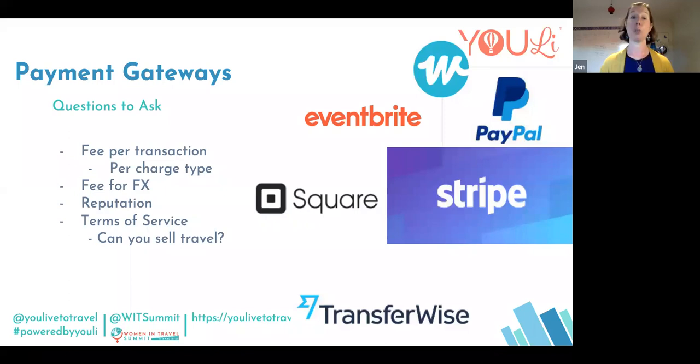And finally, terms of service. Watch out, if you're selling flights, not all of the payment gateways out there will allow you to do that under their terms and conditions. There are various reasons for this, but be conscious of which payment gateway you choose so that it's clear whether or not you have the right to sell flights and take payments on that platform.